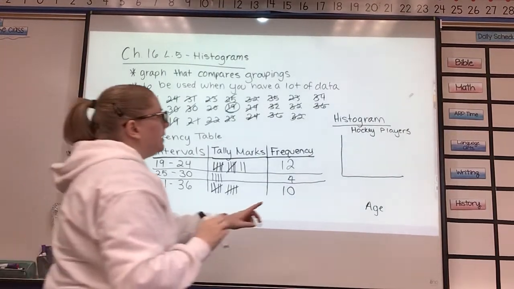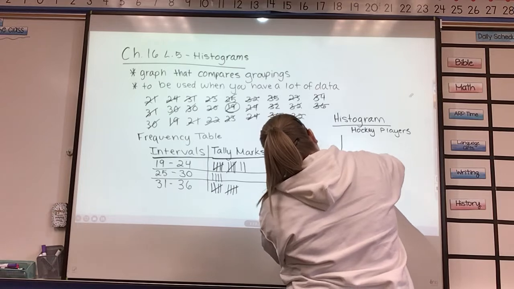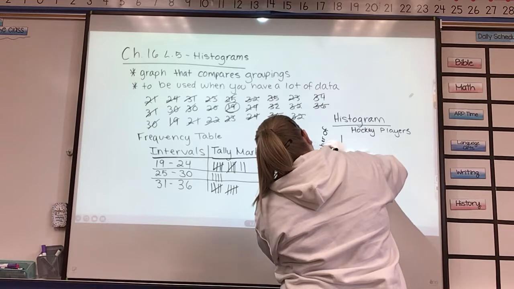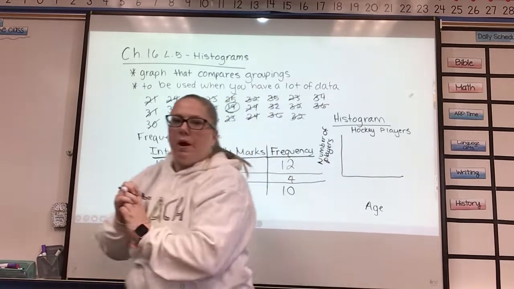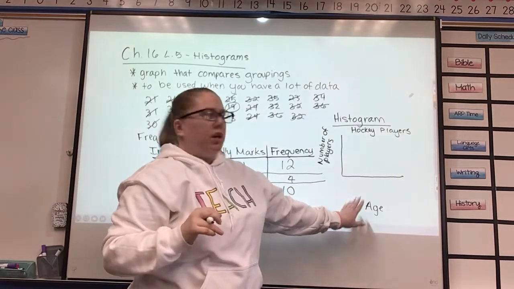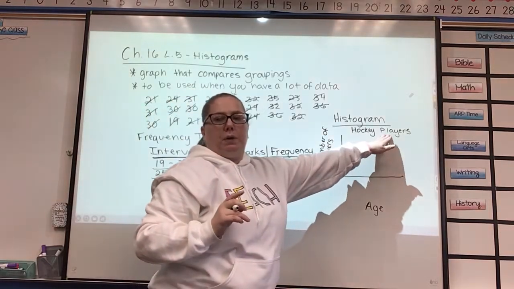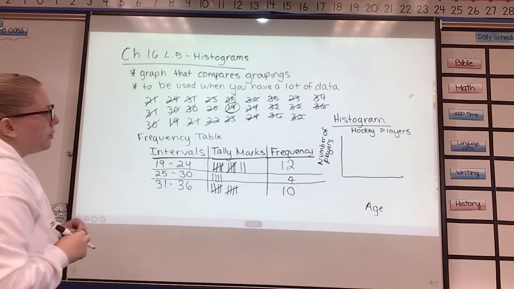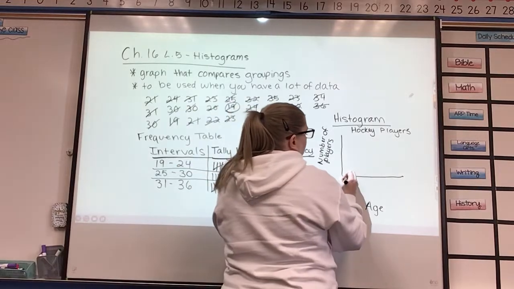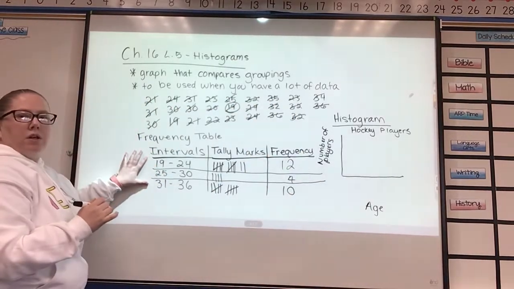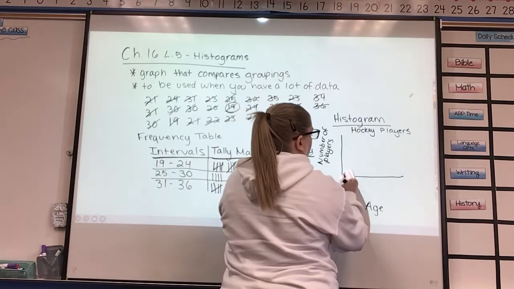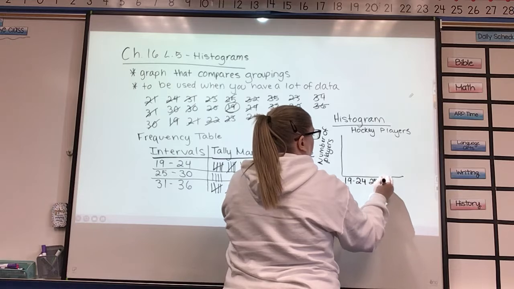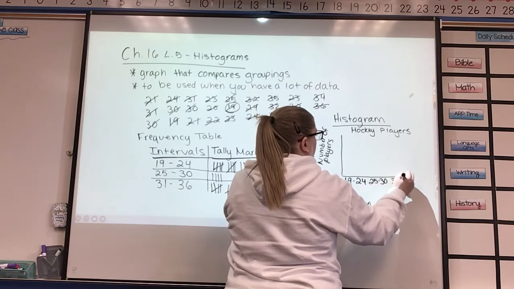Okay, and on the side is number of players. Okay, so here I have the age, here I have the number of players, and I'm talking about hockey players. And all I'm going to do is now fill in this information. I'm just going to use my intervals for the age. So I'm going to say 19 through 24, 25 through 30, 31 through 36.